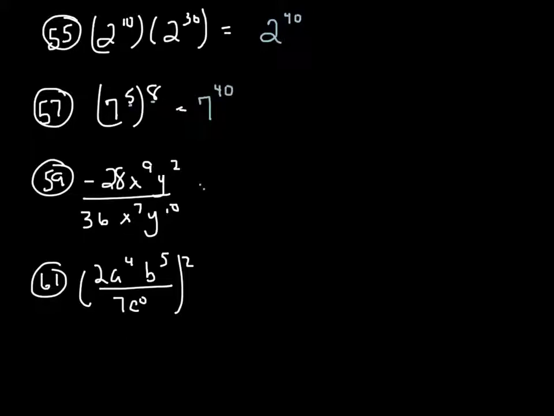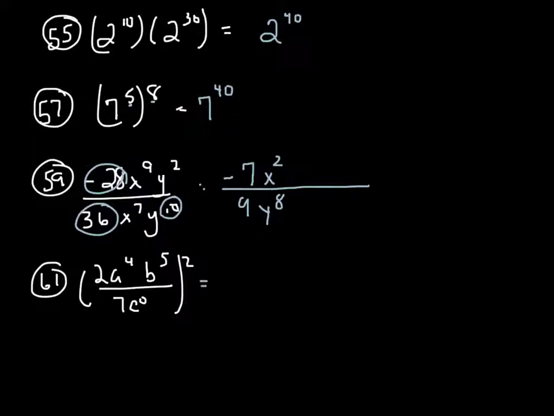On number 59, we're going to combine some rules. I'm going to first of all simplify the 28 over 36. Since those are both divisible by 4, I'm going to take that out and get 7/9. Then you've got x to the 9th over x to the 7th, but we know when we're dividing we can subtract exponents, so that would give me x squared. y to the 2nd over y to the 10th, if I subtract I get y to the 8th, but that will be in the bottom because our bigger exponent was in the bottom.